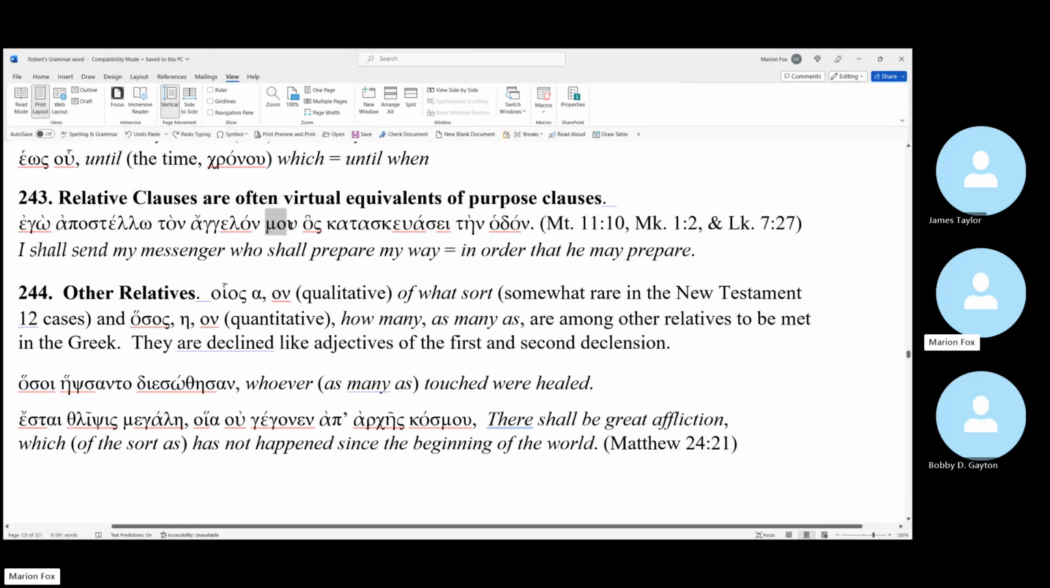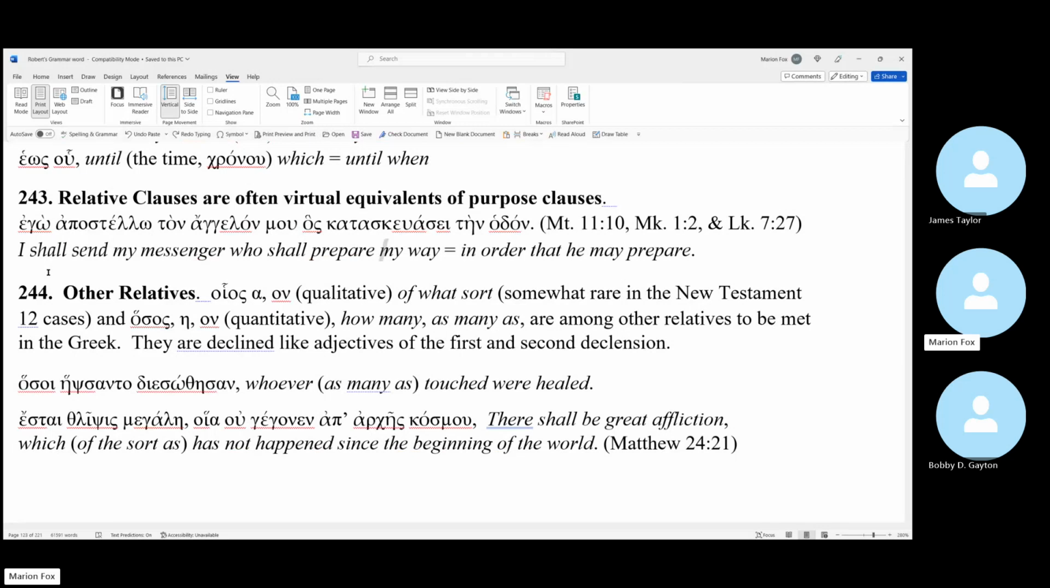So this goes over to the end in English: my way. In order, so this is the purpose. I send my messenger for the purpose that he may prepare my way. That's the expression of purpose. Comments or questions?